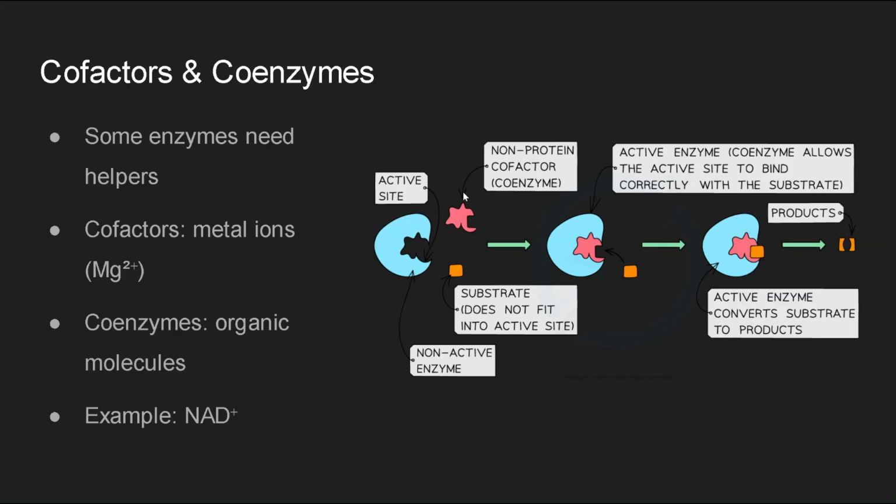As seen here, in this specific example, the cofactor is a coenzyme. The substrate initially cannot bind to the active site, so the cofactor or the coenzyme will bind to the active site in place of the substrate, and this will cause a conformational change in the shape of the enzyme. This will make it a better fit for the substrate, where the enzyme can convert the substrate into products.